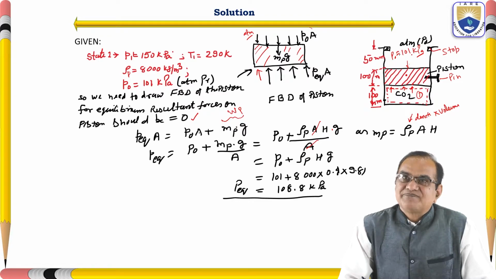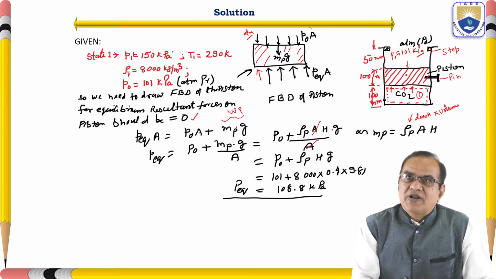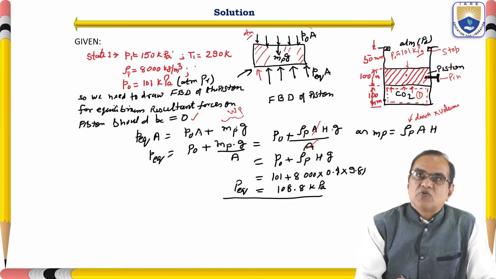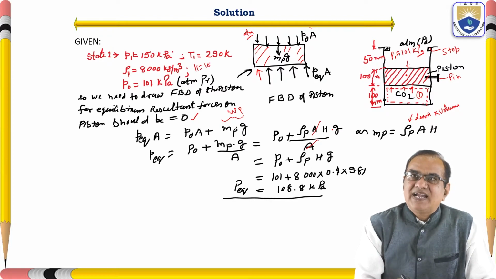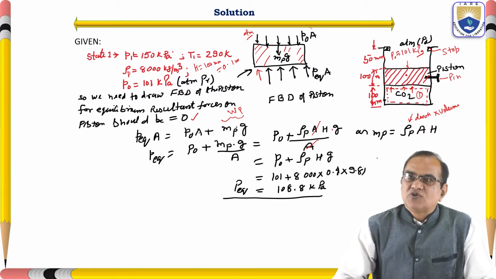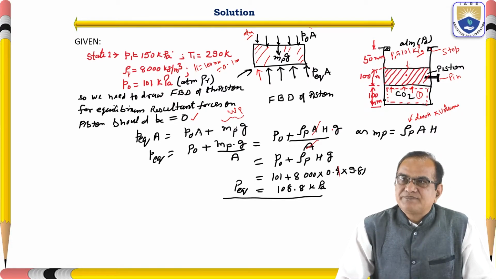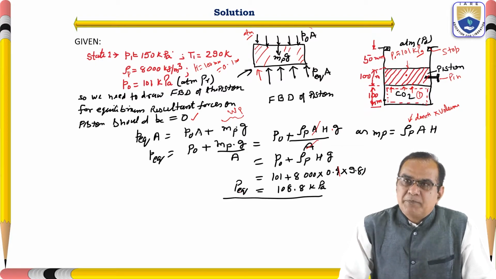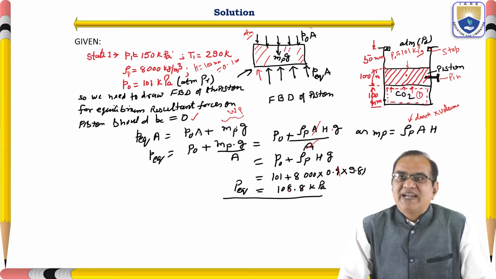It is given here P naught is 101, plus density is 8000. Then the height of the piston is 100 millimeter. So what is h here? 100 millimeter, or 0.1 meter. So here 0.1 into 9.8. If you multiply this, you will get P equilibrium is equal to 108.8 kilopascal.